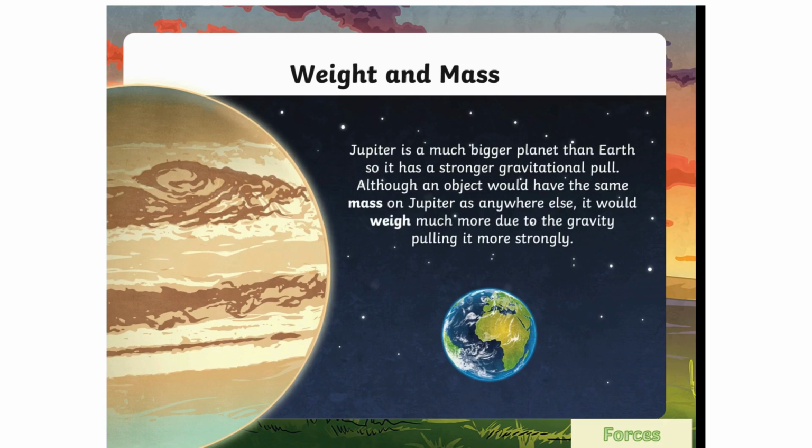Jupiter is a much bigger planet than Earth, so it has a stronger gravitational pull. Although an object would have the same mass on Jupiter as anywhere else, it would weigh much more due to the gravity pulling it more strongly.